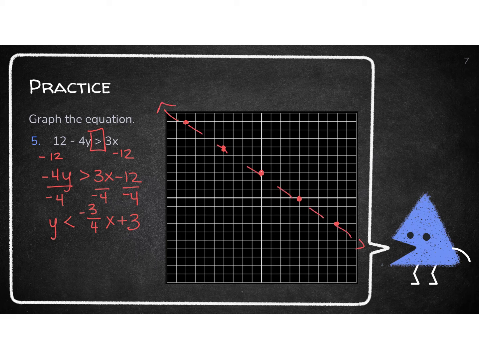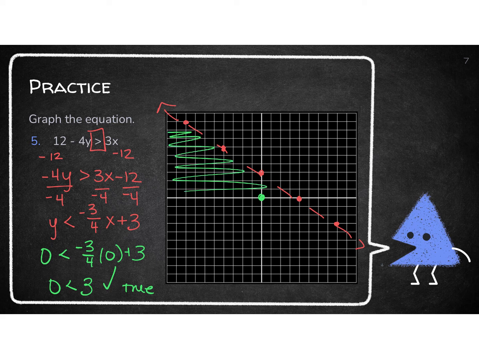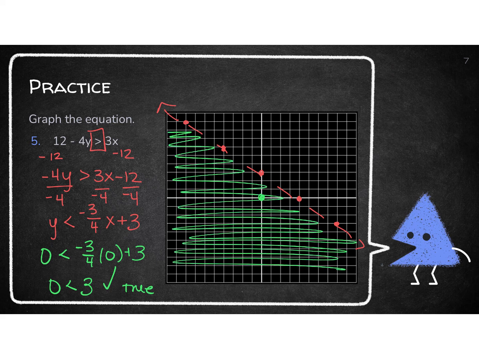And now let's check that 0, 0 point. So here's 0, 0. If I plug it in, I get 0 is less than negative 3 over 4 times 0 plus 3. So I end up with 0 is less than 3. So if the alligator is eating the bigger number, that is a true statement. And I'm going to include the side that I tried since it is a true statement.